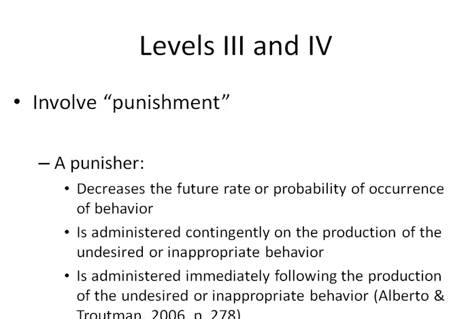So now we're looking at levels 3 and 4 of decreasing inappropriate behaviors. These involve punishment. So let's define our terms a little bit. Something that is a punisher, remember, decreases the future rate or probability of occurrence of behavior. It's something that's delivered to a student with the idea that it's going to decrease the possibility that the behavior is going to occur in the future. It's administered contingently on the production of the undesired or inappropriate behavior. We don't just apply a punisher for something random. Just like reinforcement is contingent on good behavior, punishment is contingent on inappropriate behavior.